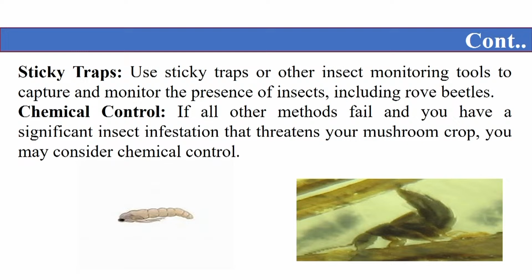In order to use the monitoring tools to capture and monitor the presence of the insect, including the rove beetles. Chemical control is also effective against this rove beetle. You have to identify the significant insect pests that can threaten the mushroom crops. You may consider chemical control also.